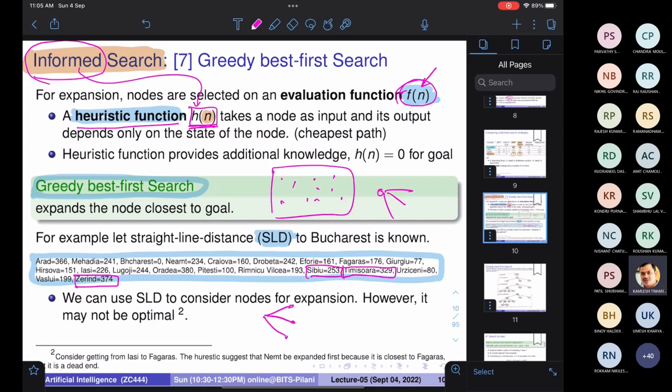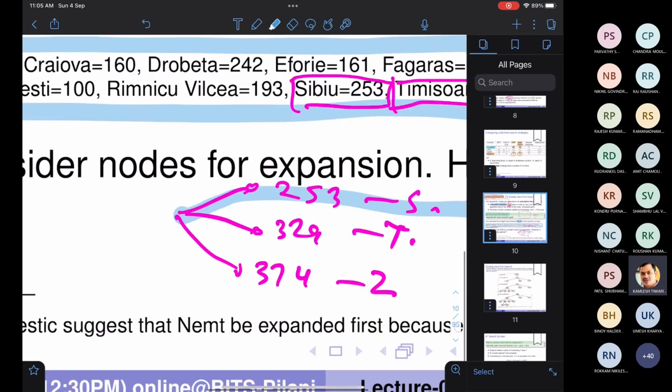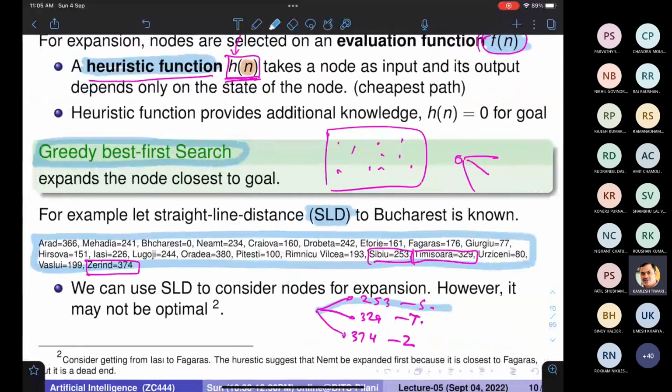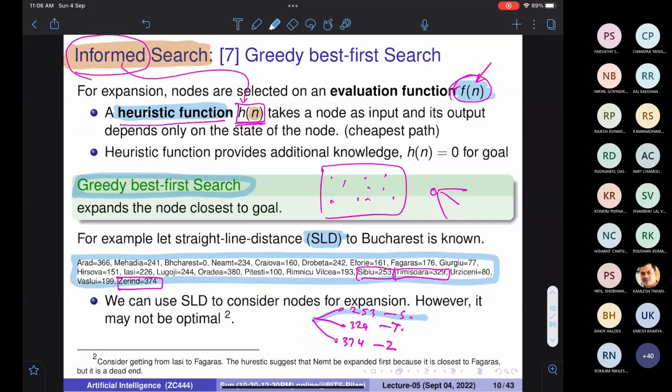If you go to these three places, the distance to Bucharest remains what? 253 for Sibiu, 329 for Timisoara, 374 for Zerind. So can you tell me which path I'm going to take? Definitely Sibiu, because the distance to Bucharest is 253 kilometers only. I'm going to use this particular path. Any confusion on that? So this is going to be the greedy best first search algorithm.